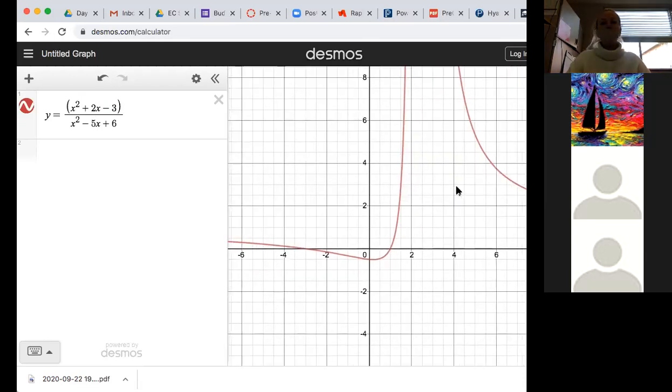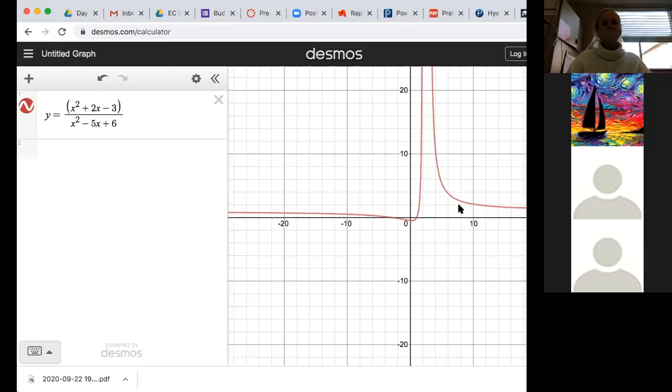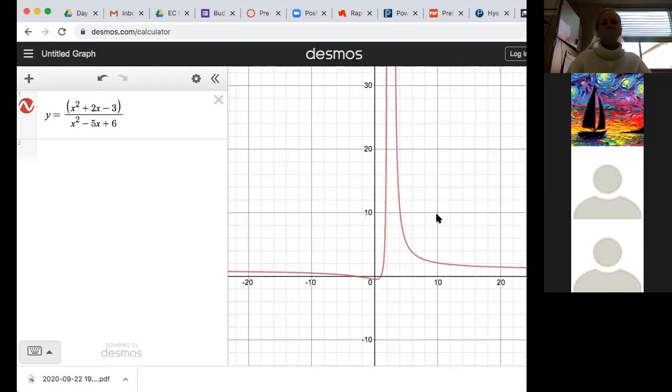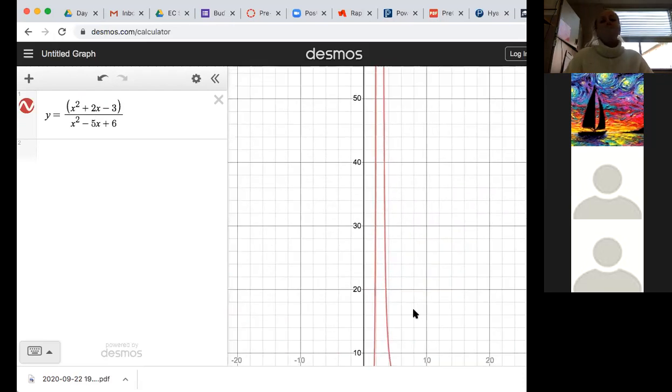Looks crazy, right? Let me see if I can see. Okay, so it looks like we've got an asymptote in between these two. Does everybody agree? Okay. Can you see if there are any holes?